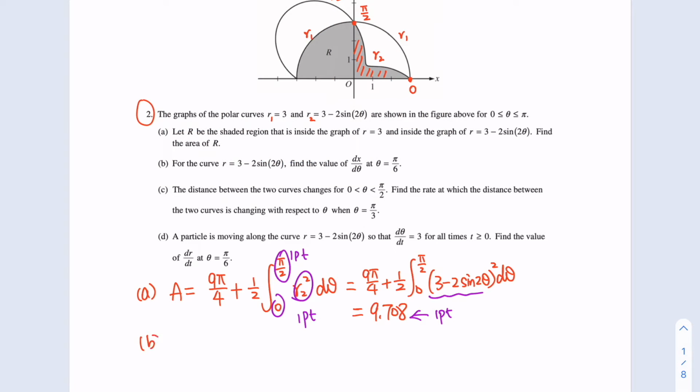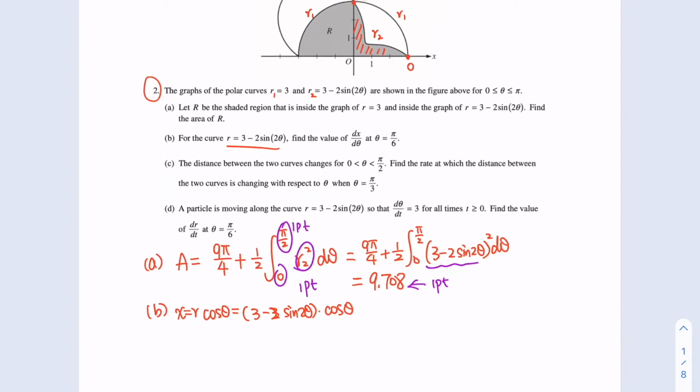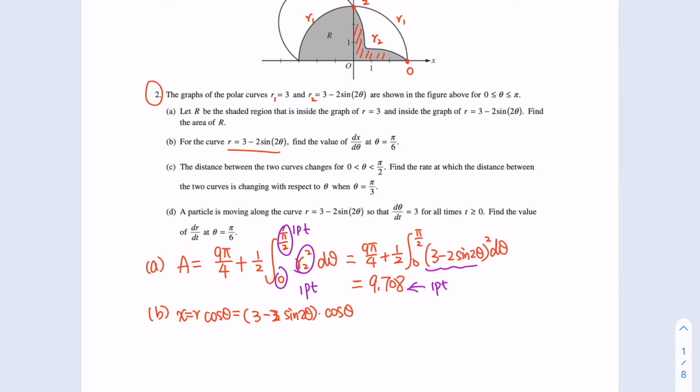Part B, for the curve r2, find dx over d theta. As we know, x equals r cosine theta. So we plug it in. Now we can plot this into the graphing calculator. When we plot this into the graphing calculator, we treat theta as x. We can plot y equals 3 minus 2 sine 2x times cosine of x, and directly graph it, and use second trace to find dy over dx.